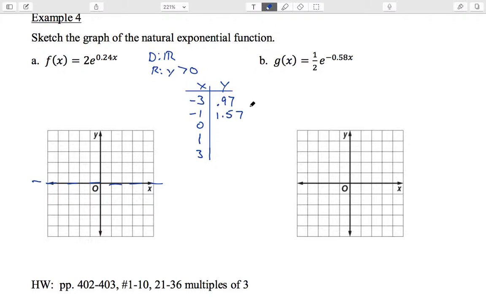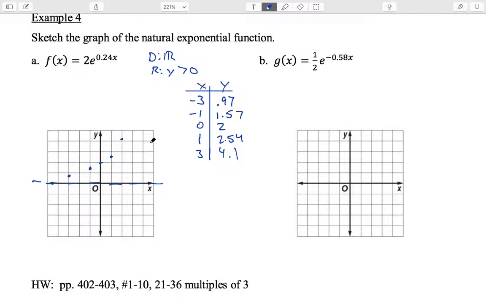Put a 0 in. 2. Put a 1, 2.54. Not really moving too fast. It's okay. And 3. 4.1. Okay, so not really shooting up yet. Just slowly going up. Negative 3, 0.97. Negative 1, 1.5. 0, 2. 1, 2.5. 3, 4.1.